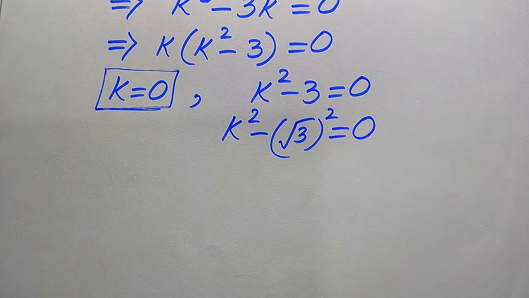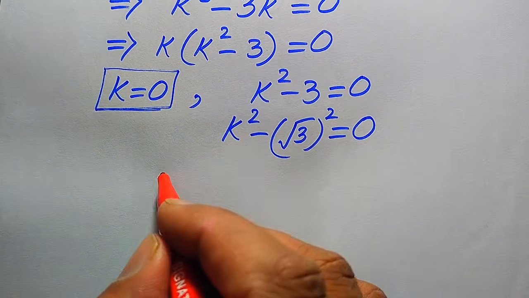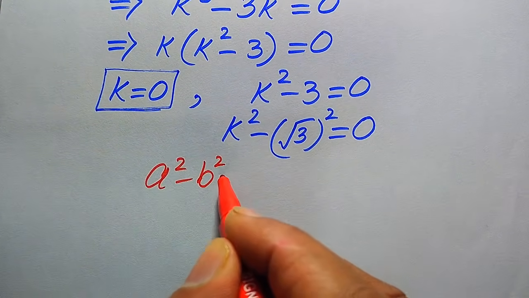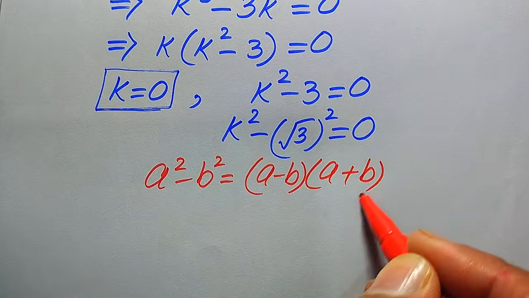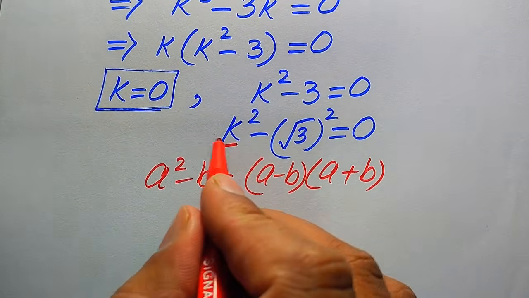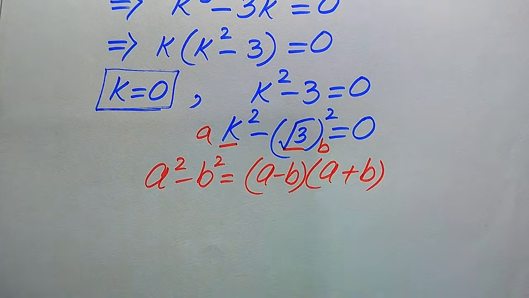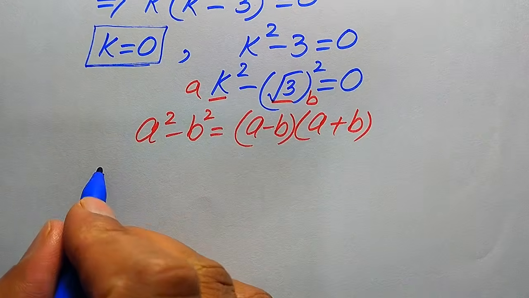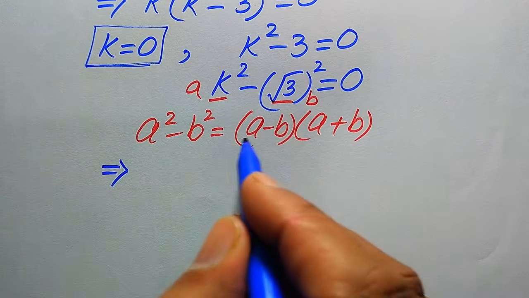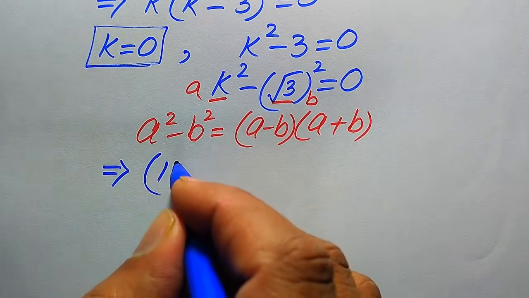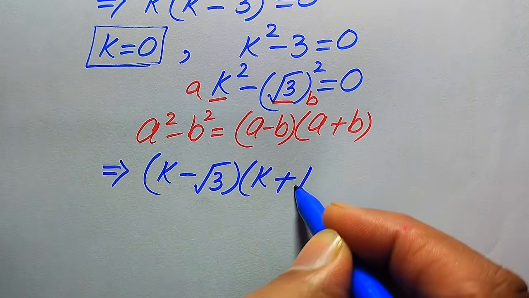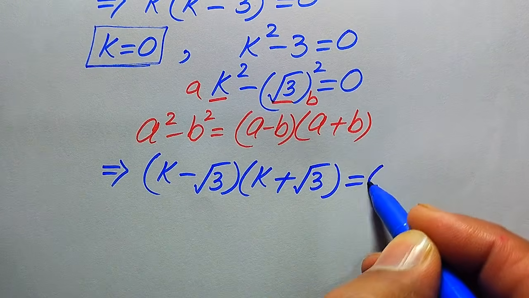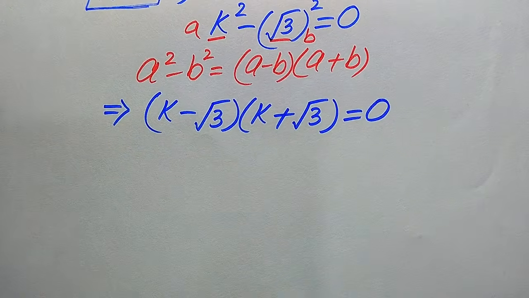Now in the next step we use the nice algebraic formula. You know that if we have a square minus b square, it equals a minus b times a plus b. Here the base of this term is our a and the base of this term is our b. So when we use this formula, our above equation is written in this form: k minus square root of 3 times k plus square root of 3, and this whole equation is equal to 0.